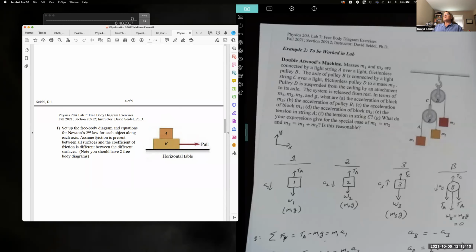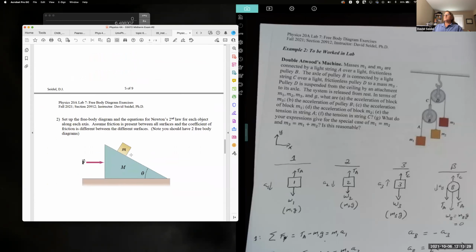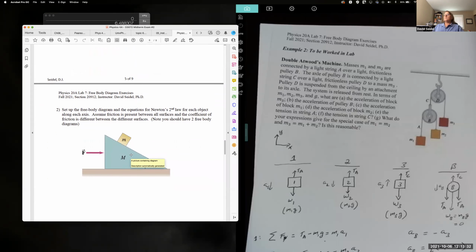Okay, assume friction between all surfaces is present and the coefficient is different between the different surfaces. That is, the coefficient is different between A and B, and the coefficient of friction between the horizontal tabletop and B is different. Here, we're applying a force on a block. Okay, you need to do the free body diagram. Now, assume friction is present between all surfaces and the coefficient of friction is different between each surface.